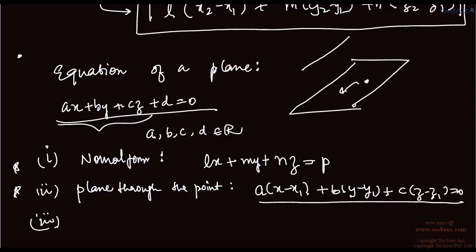Okay. Third is the intercept form. Intercept form suggests that x by a, just like in the straight line, plus y by b plus z by c is equal to 1. Right? So this is the intercept form of a plane.